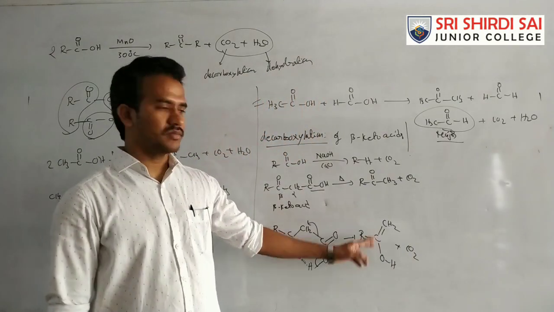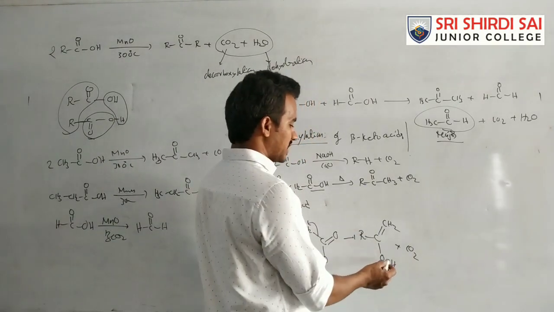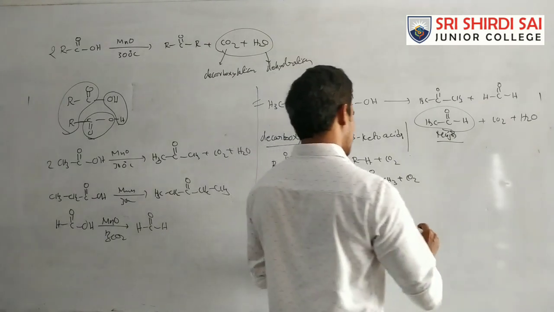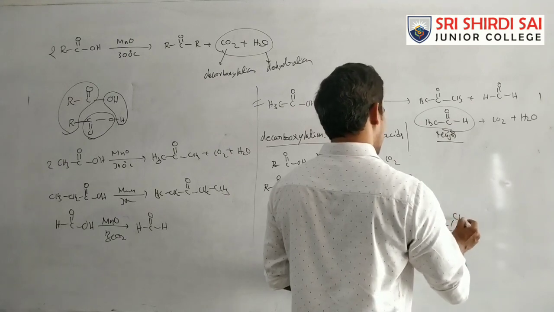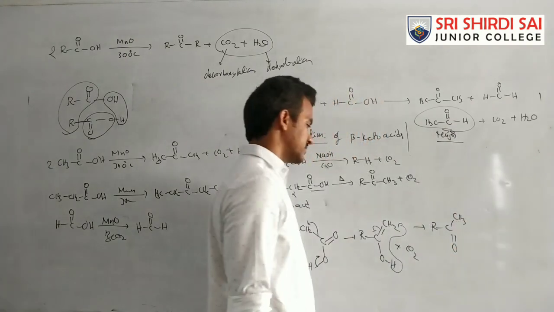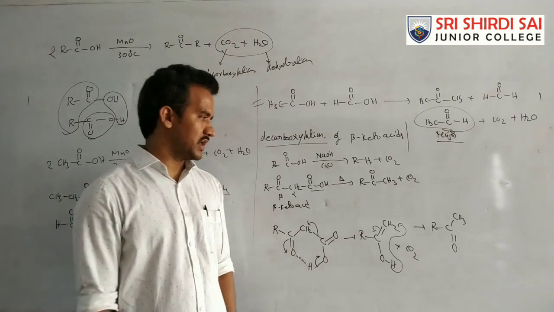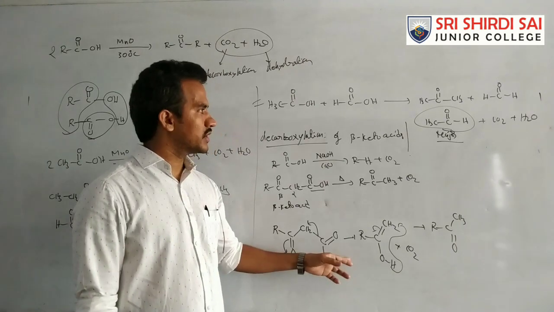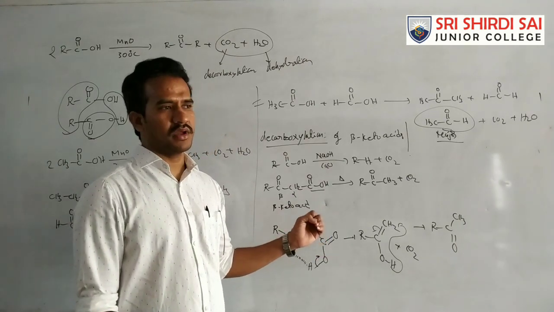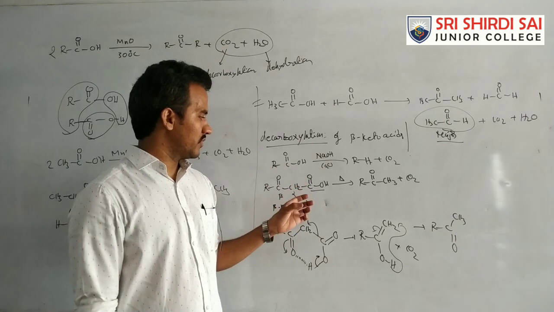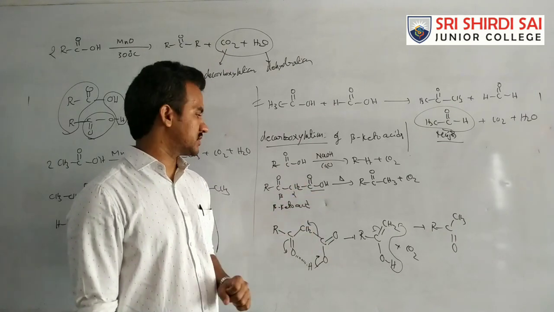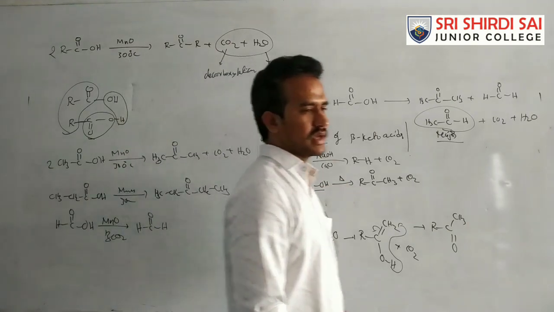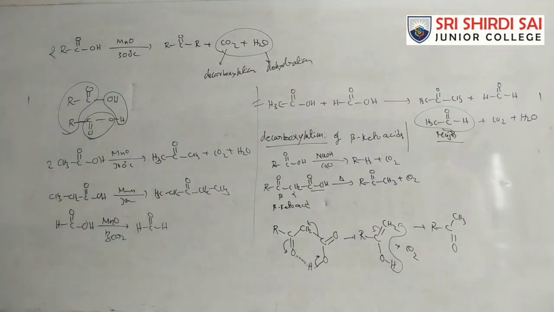Actually, it is the enol form. Here a proton is transferred to this carbon. So the product is RCOCH3. That is the product. It's very important. In so many reactions, we will face this type of decarboxylation. Beta keto acids on heating, decarboxylation takes place.